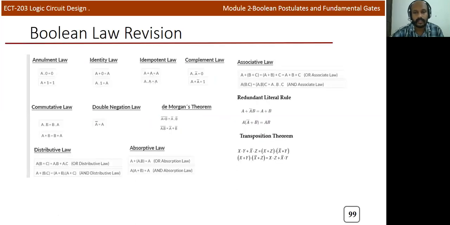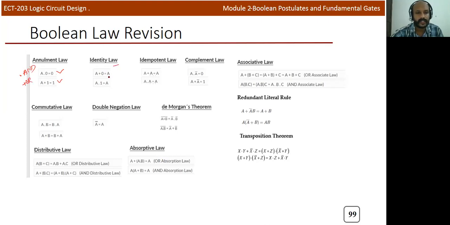So this is a review of Boolean laws. I'll quickly go through this. Detailed explanation of all these laws are given in lectures 7 to 10. The first one is annulment law, and in this particular law, we can see that a dot 0 is equal to 0 and a plus 1 is equal to 1. The dot indicates the AND operation, and the plus indicates the OR operation.